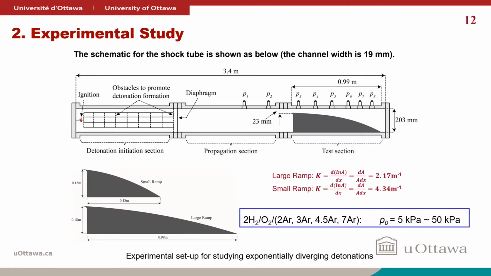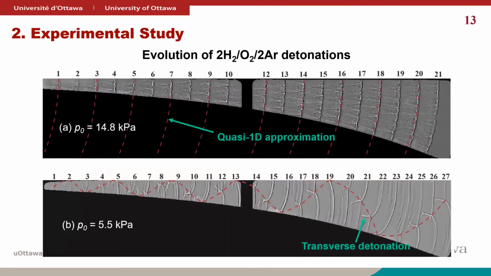The test mixtures were stoichiometric hydrogen-oxygen with four argon dilutions. Here are the experimentally obtained detonation fronts at different time instants, which I superimposed together here. The detonation propagates from left to right.